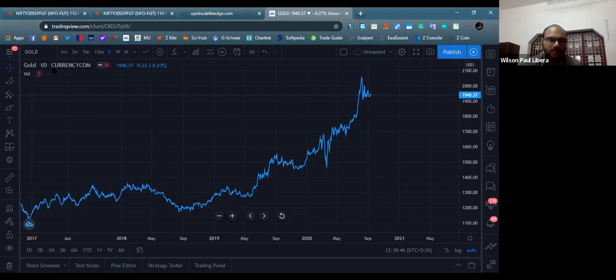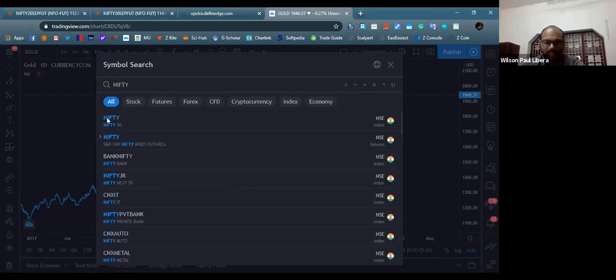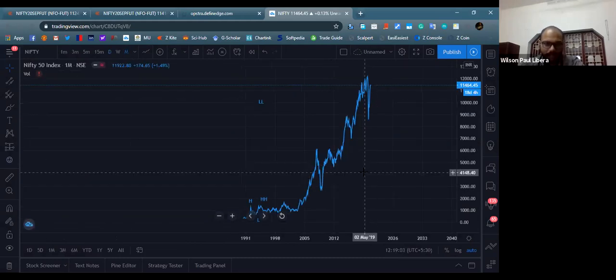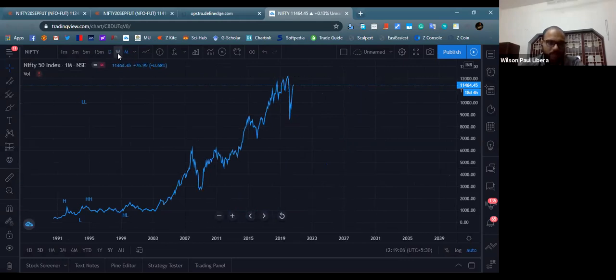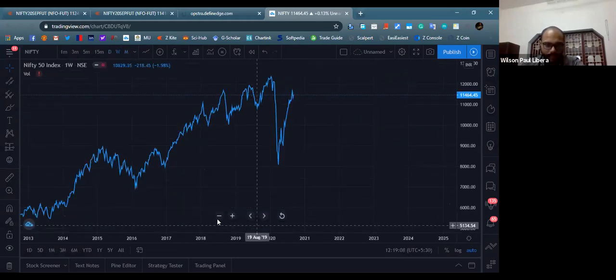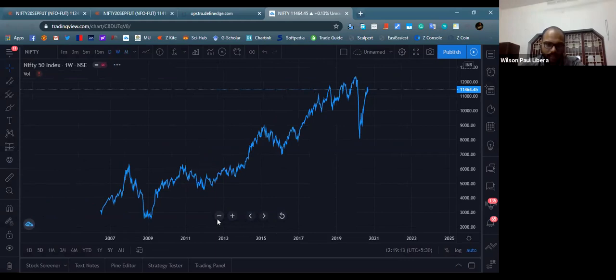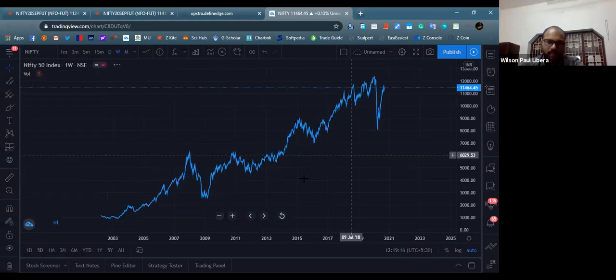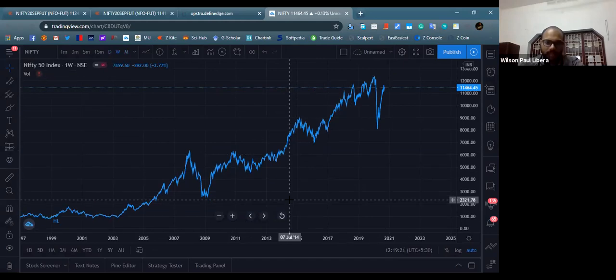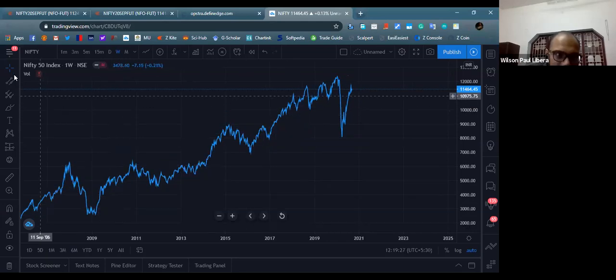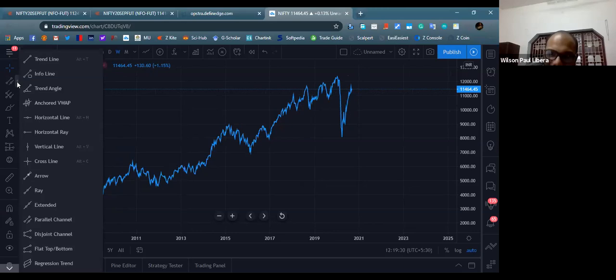Okay. So I'm going to take Nifty again on a monthly time frame to tell you the next thing that I wanted to share with you. So this is a monthly time frame. So maybe I'll take a weekly. I want to highlight a particular portion here just to show you the power of a single line.